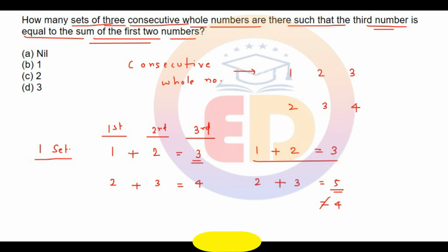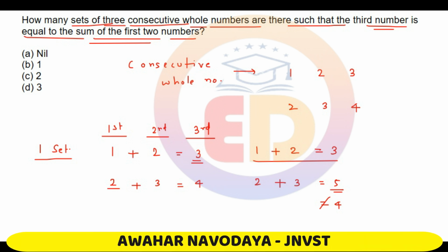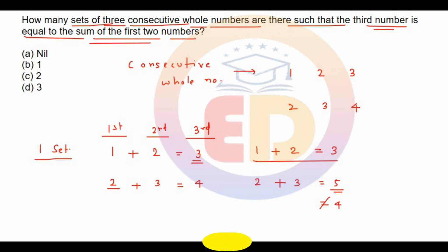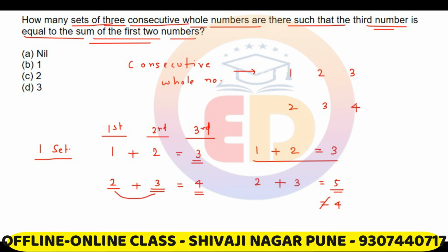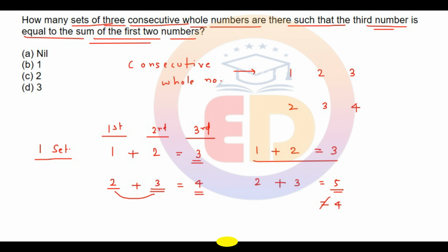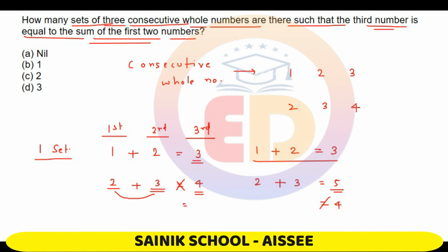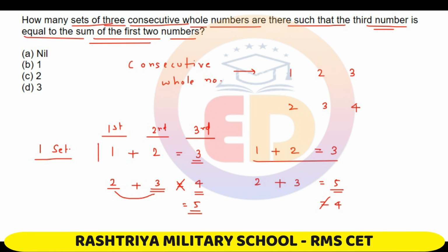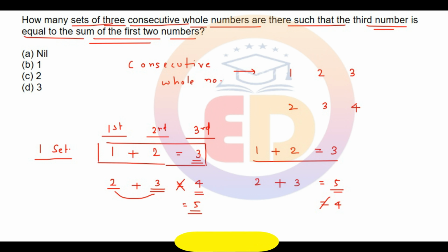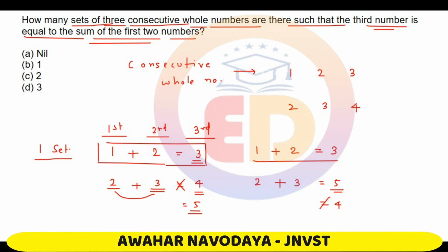इसका मतलब कि अगर हम पहला whole number 2 ले लें तो उसके बाद अगला consecutive number 3 होगा और उसके बाद वाला 4 होगा. यहाँ पर पहले और दूसरे मतलब 2 और 3 का जो sum आ रहा है वो 4 नहीं आ रहा है, वो 5 आ रहा है. And answering this question, guys, there is only one set like this, जहाँ पर the sum of first and second number is equal to the third number. 1 plus 2 is equal to 3.